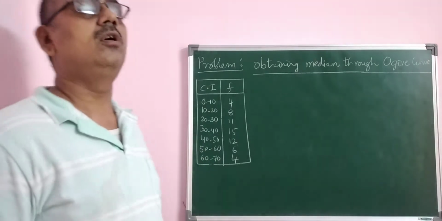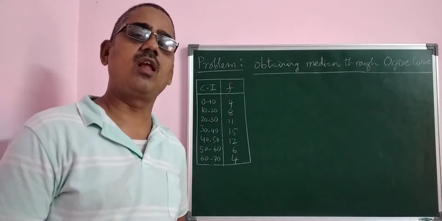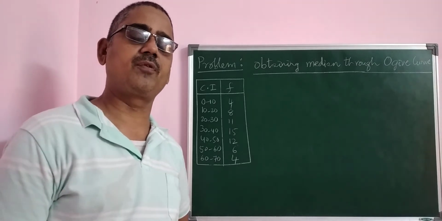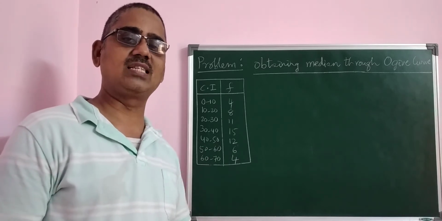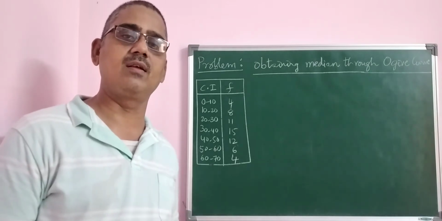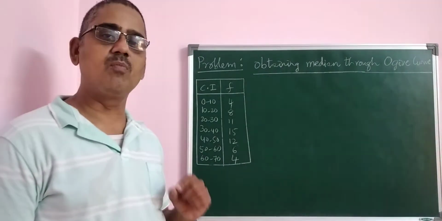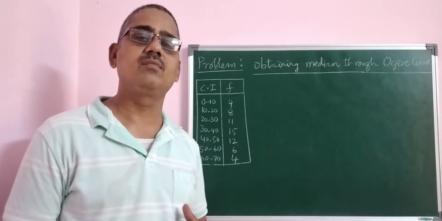So therefore, now what do I have to do? First of all, I have to construct less than Ogive and more than Ogive curves, for which I have to calculate less than cumulative frequencies and more than cumulative frequencies separately. Whatever cumulative frequencies we have been calculating are nothing but less than cumulative frequencies.